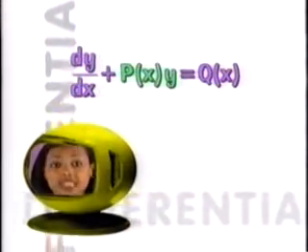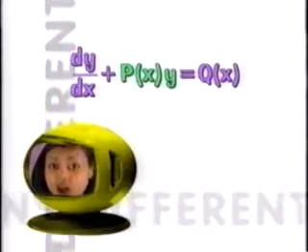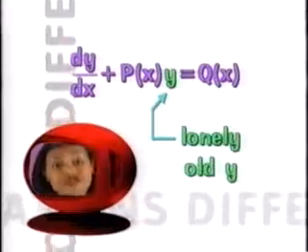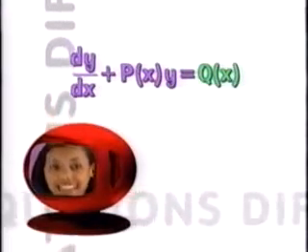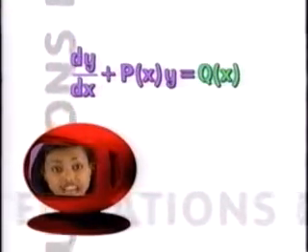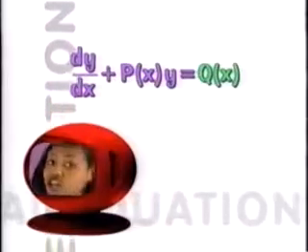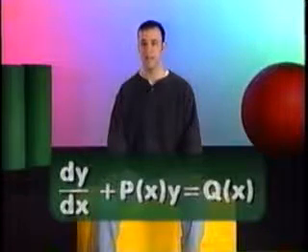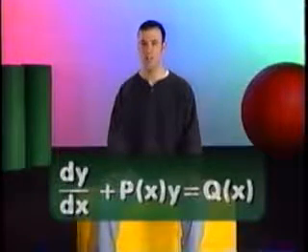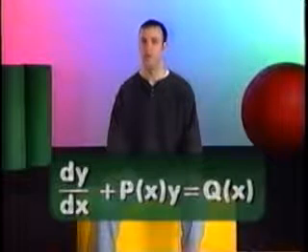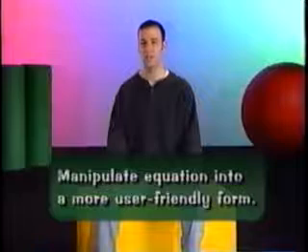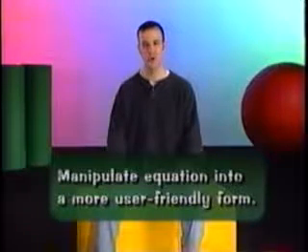Third, notice that the second term, p of x times y, is just a function of x times a lonely old y. And finally, notice that on the right-hand side, we just have a function of x only, q of x. No y to be found. Make note of it. Now, not every equation that you'll be handed will be in this dy/dx plus p of x times y equals q of x form. But that doesn't mean that you're bum out of luck. In those situations, you can sometimes manipulate the equation to get it into a more user-friendly form.